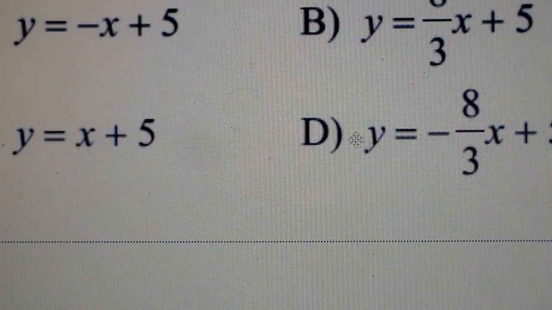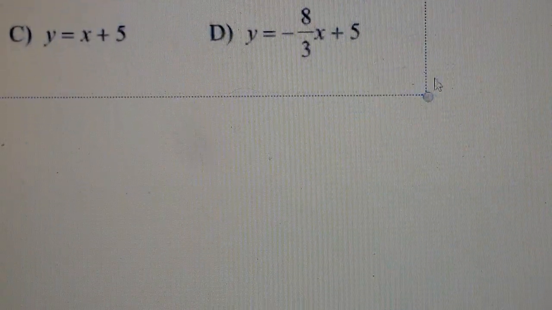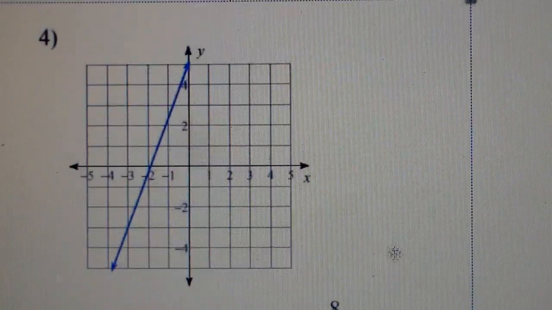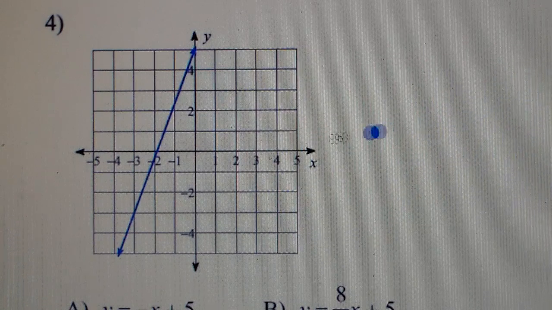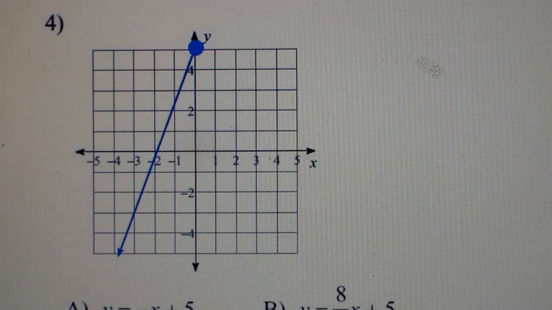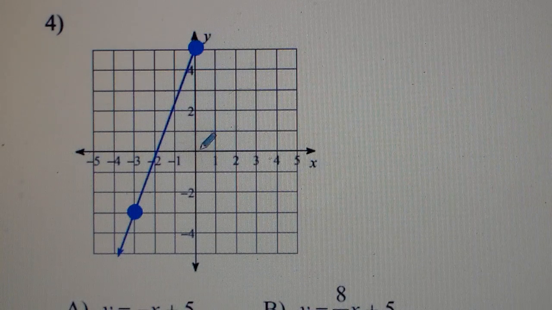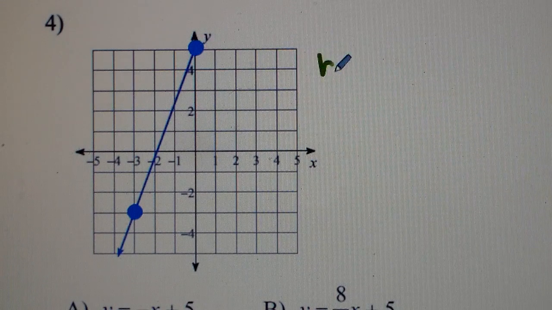Let's do one more together, then we're going to change up the style a little bit. So here's our problem. It seems like it crosses up here, and it crosses again all the way down here. So our y-intercept is at +5, because we go from the origin and see where the line crosses the y-axis. So our b is +5.